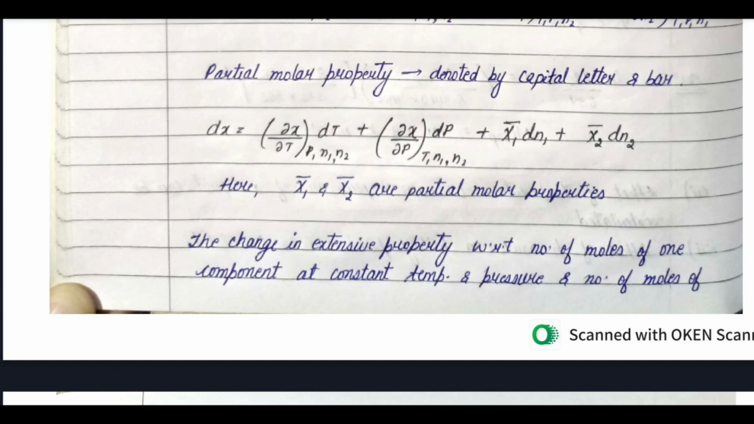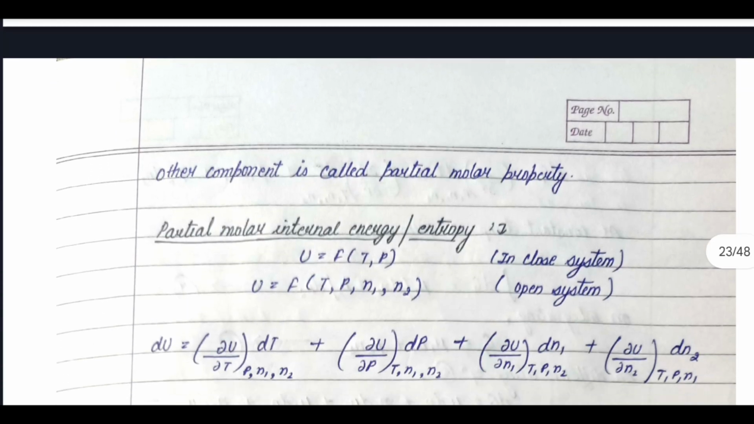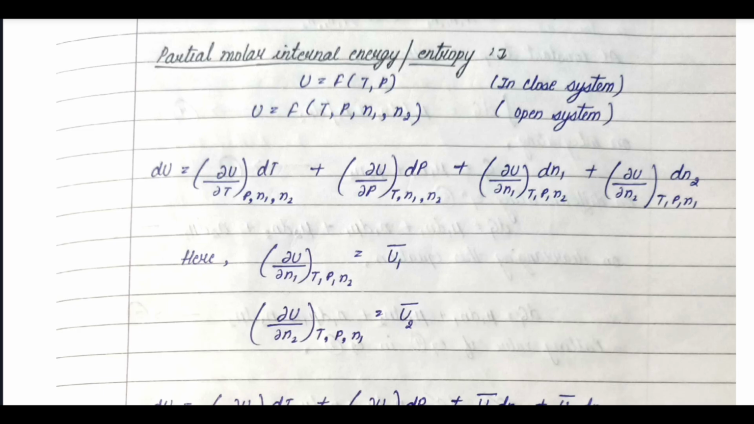is equal to curly X by curly T at constant pressure, n1, n2 into dT plus curly X by curly P at constant temperature, n1, n2 into dP plus X1 bar into dn1 plus X2 bar into dn2. Here X1 bar and X2 bar are partial molar properties. The change in extensive property with respect to the number of moles of one component at constant temperature and pressure and number of moles of other component is called partial molar property.